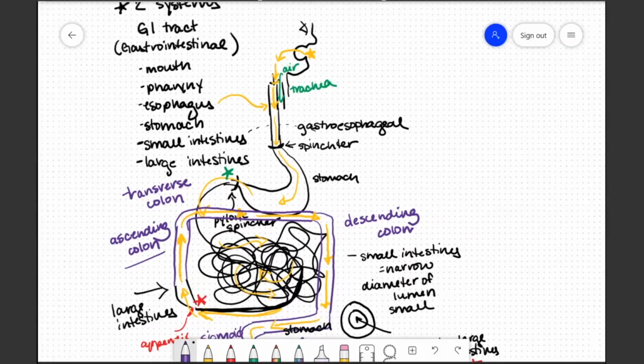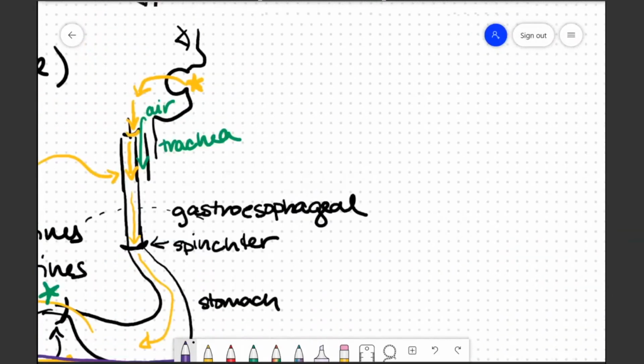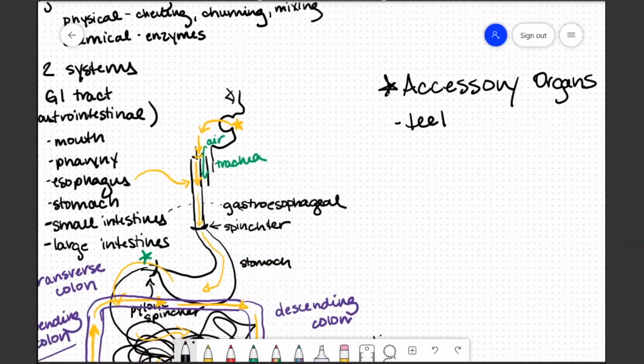But what you also have is going to be your accessory organs. I think I blew it up too much. So this is your GI tract, but now we have our accessory organs. And these accessory organs supplement. So they themselves do not do the process of physical or chemical digestion, but they support it. So some accessory organs are going to be teeth. So those are found up here in the mouth. They do physical digestion because they actually start the process of breaking down by chewing.